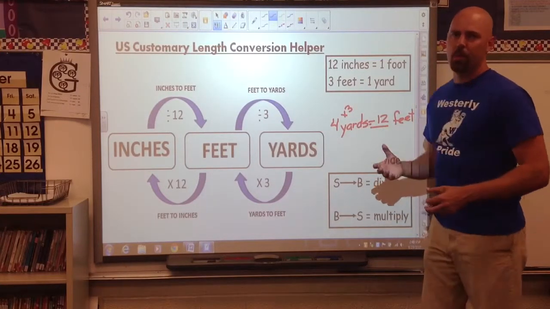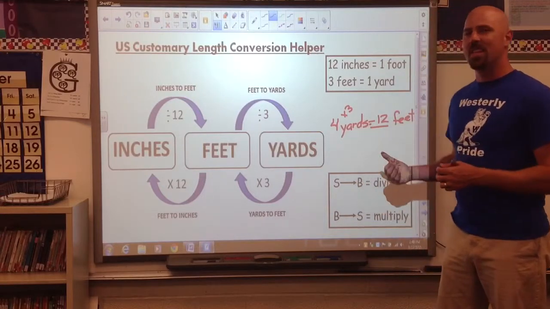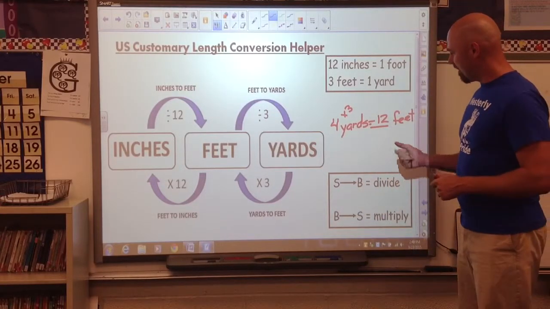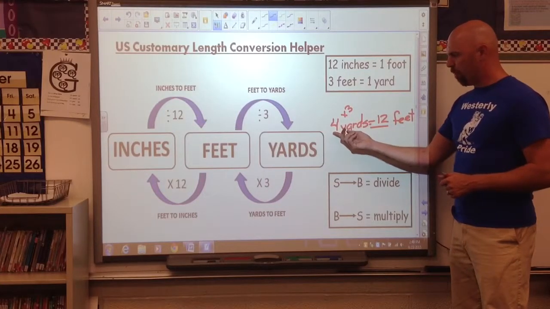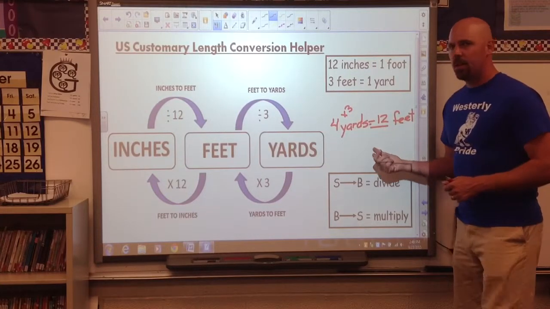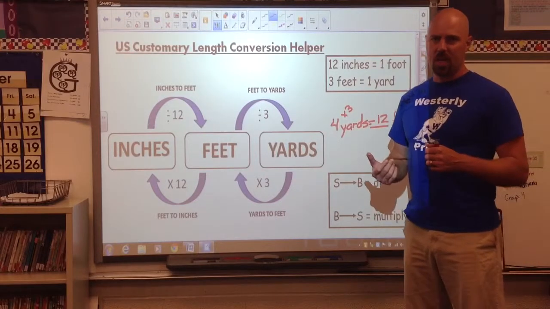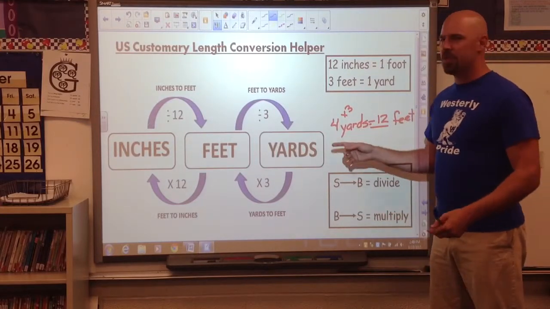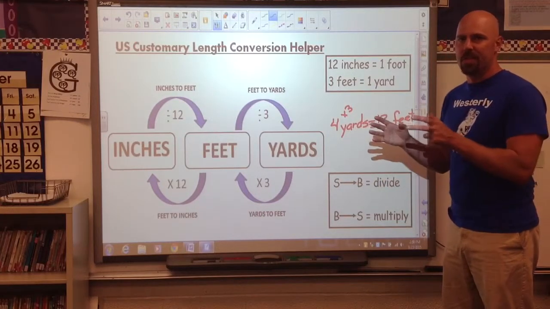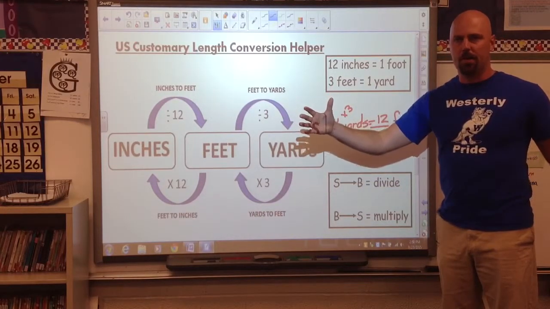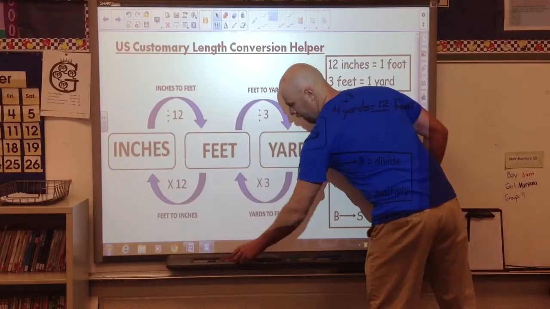Now here's the part where you can stop and ask your student, does that make sense? Does it make sense that we have more feet than we do yards? We only have 4 yards here, but we have 12 feet. And what you want to get your kids to say is that, well, yeah, that does make sense because yards are a lot bigger than feet. So it makes sense that we're going to have a lot of little feet to make up a big yard. Okay? Let's take a look at another one.